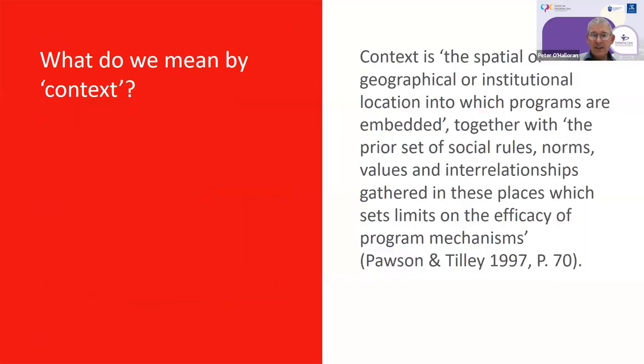What do we mean by context? Context is the spatial or geographical or institutional location into which programs are embedded, together with the prior set of social rules, norms, values, and interrelationships gathered in these spaces, which set limits on the efficacy of program mechanisms.